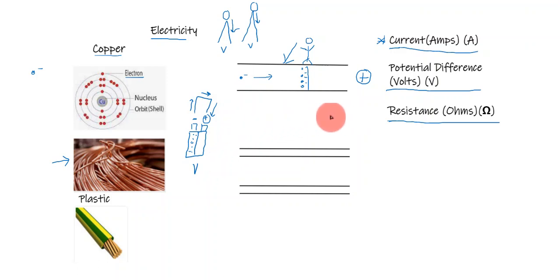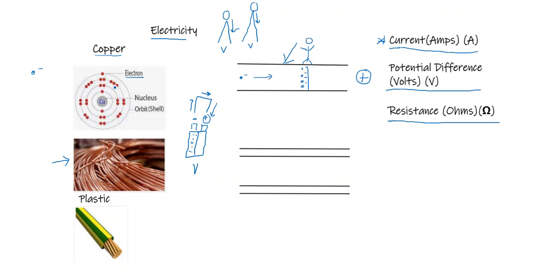So voltage, or volts, is a measure of how much force the electrons are being passed through the conducting material. And the last one then is what's called resistance, and that's measured in ohms. Basically, that is how easy it is for the electron to move through the material.